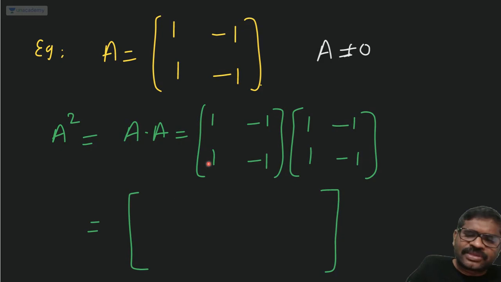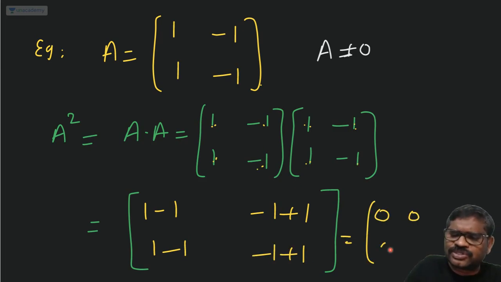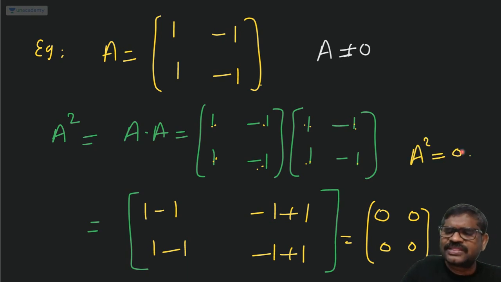Multiply row with column: 1 with 1, 1; minus 1 with 1, minus 1; minus 1 plus 1, 1 minus 1, minus 1 plus 1, that is 0, 0, 0, 0. A square is 0. Therefore, A is nilpotent of index 2.